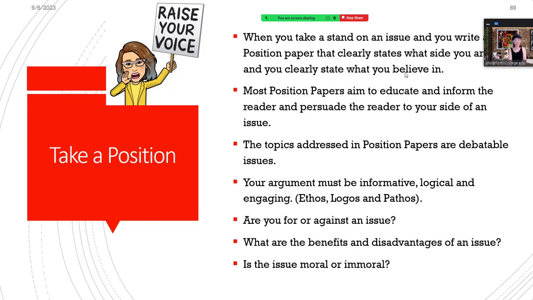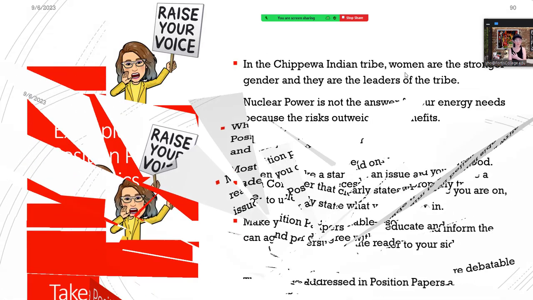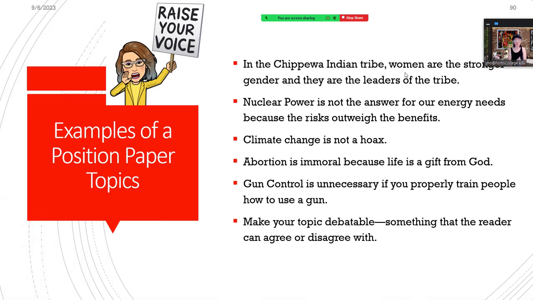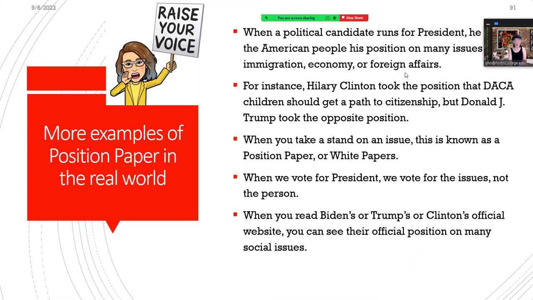So in your thesis statement, you have to take a side. Are you for or against whatever your topic is? Here are some examples: climate change is not a hoax. Abortion is immoral. Gun control is unnecessary. So in all of these, I take a firm stand on what I think.